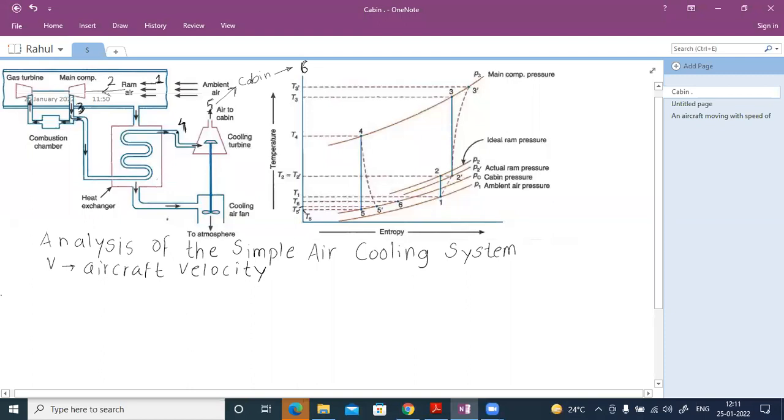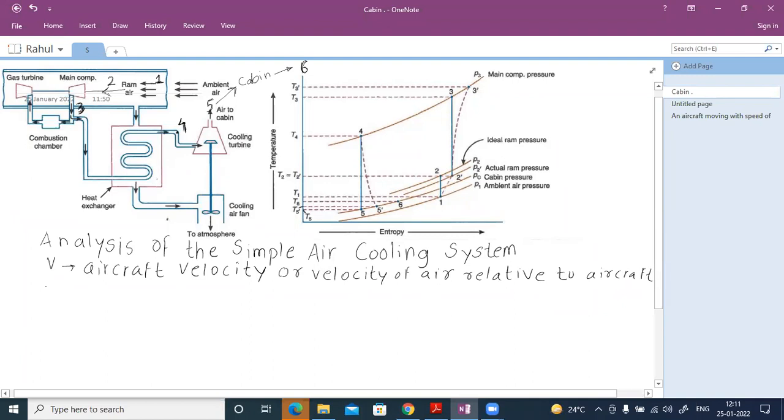So I will write down now: V is the aircraft velocity. Or you can also call this the velocity of the air, or it is nothing but the velocity of the air relative to the aircraft. It has one and the same meaning. It is nothing but aircraft velocity or velocity of the air relative to the aircraft. Now see, what kinetic energy will the air have?